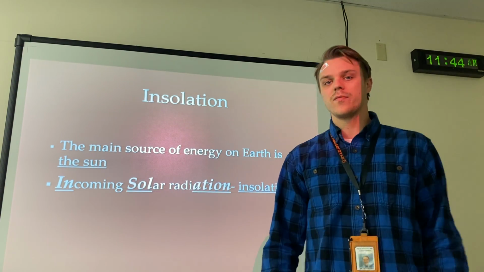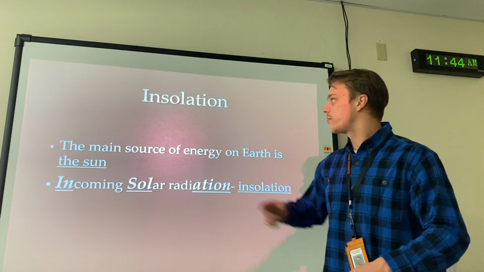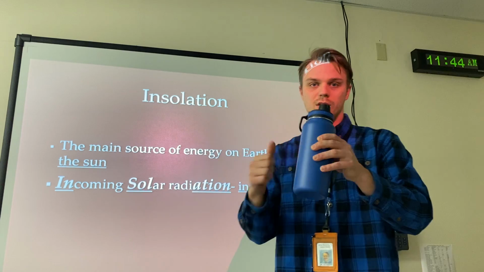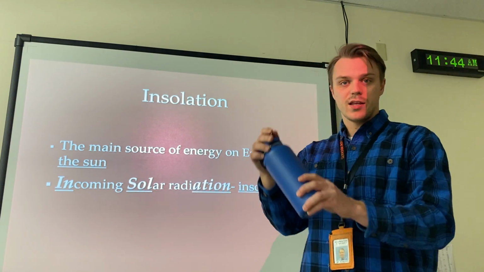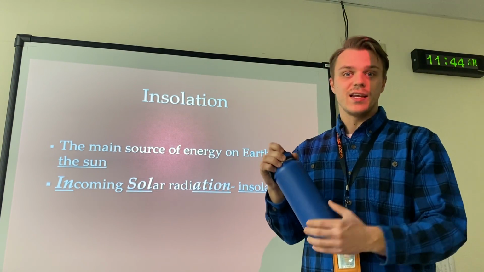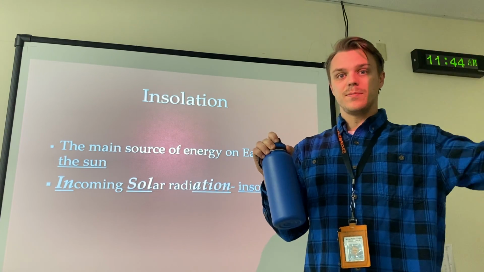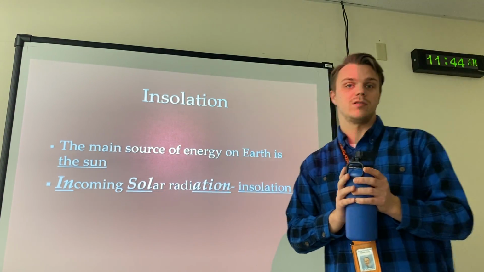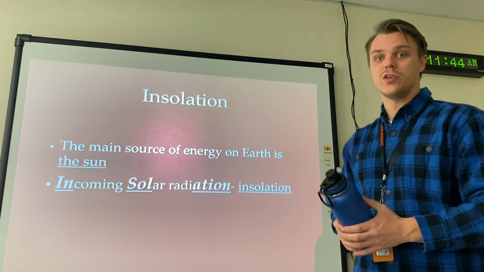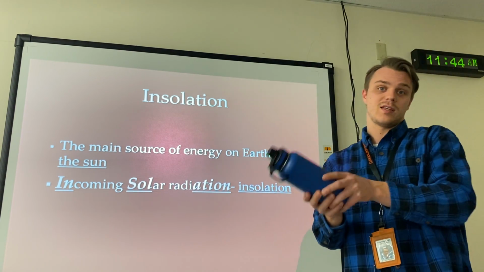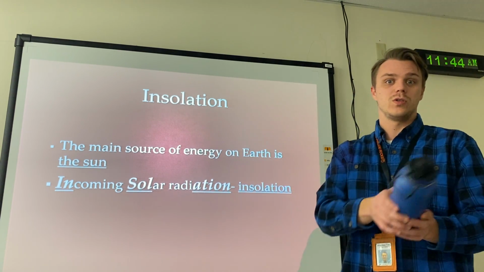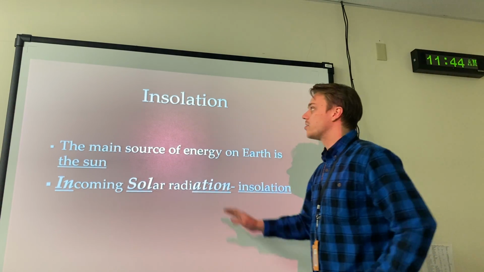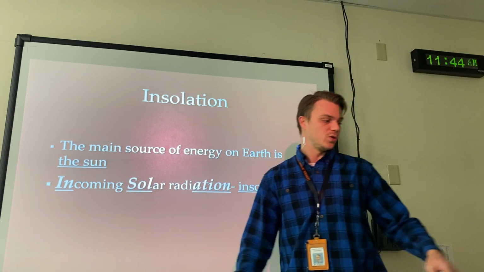This is different from insulation with a U. If we swap that out with a U, insulation would be like this container here. So this container is an insulator, meaning that it keeps heat in and it keeps the cold out, or the opposite. It keeps the heat out and it keeps the cold in. So with an insulator with a U, we can keep things that are hot, hot, and keep things that are cold, cold. But insolation is completely different. It's just what we call sunlight, insolation.